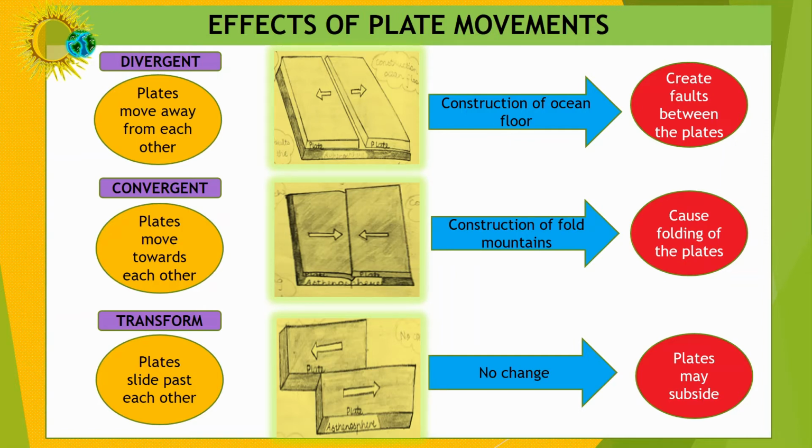In the second, convergent movement, the plates move towards each other. When they move towards each other, they collide. As a result of this collision, a fold mountain forms. In the third one, that is transform movement, the plates slide past each other and there is no change which is observed. Plates may subside.